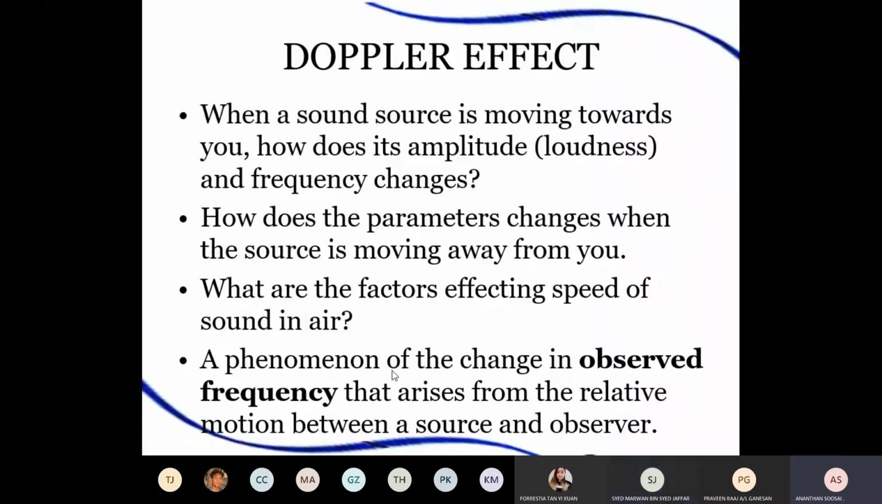So the Doppler effect happens due to what? Due to relative movement between the source and observer. Either source or observer move, you will get the Doppler effect. Okay.